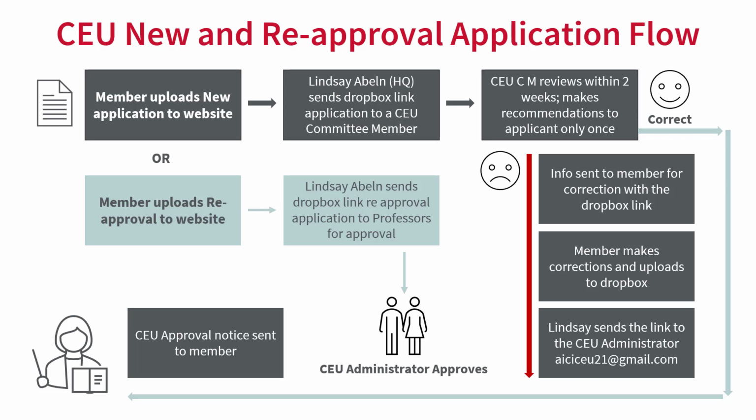If they believe that changes are necessary, they will make those recommendations to you only once. You will be given their recommendations with a Dropbox link. You can then make your corrections and upload your corrections to the Dropbox. And then Lindsay at head office will send those corrections ahead to the CEU administrators for them to review your application. If the CEU committee member finds that no changes are required in your application, then it will go directly to the CEU administrators for approval. Once your program has been approved, then you will receive the CEU approval notice by email.